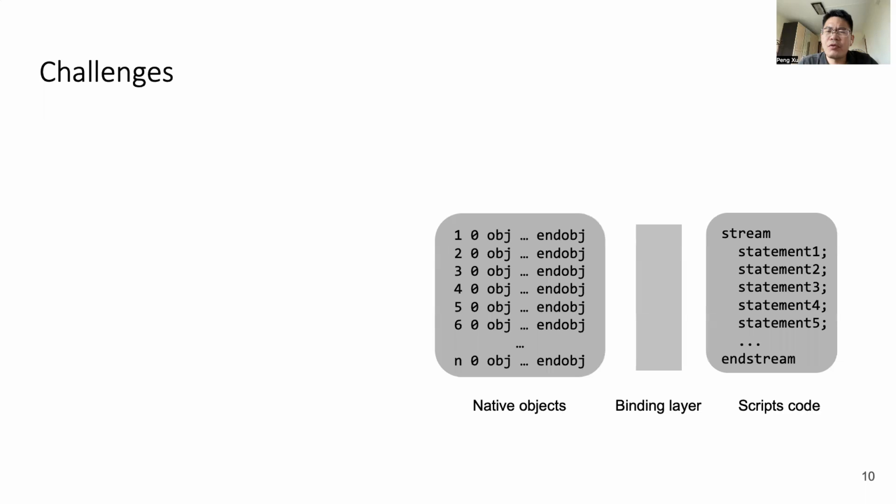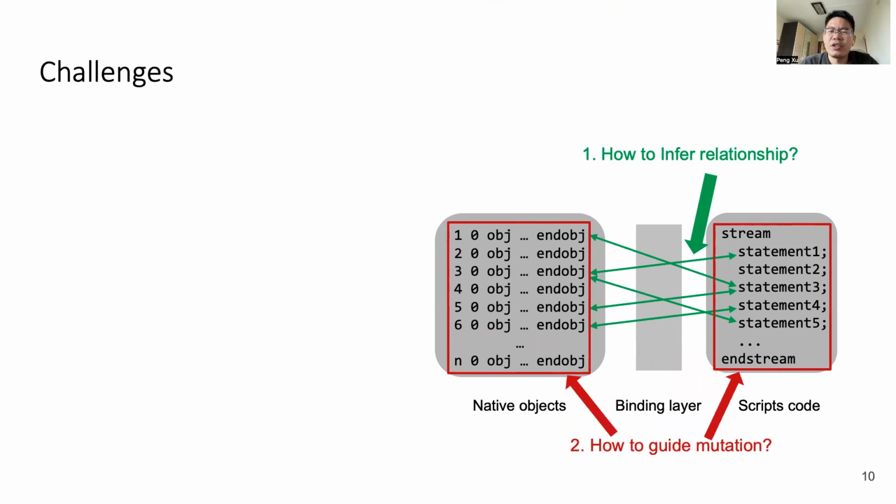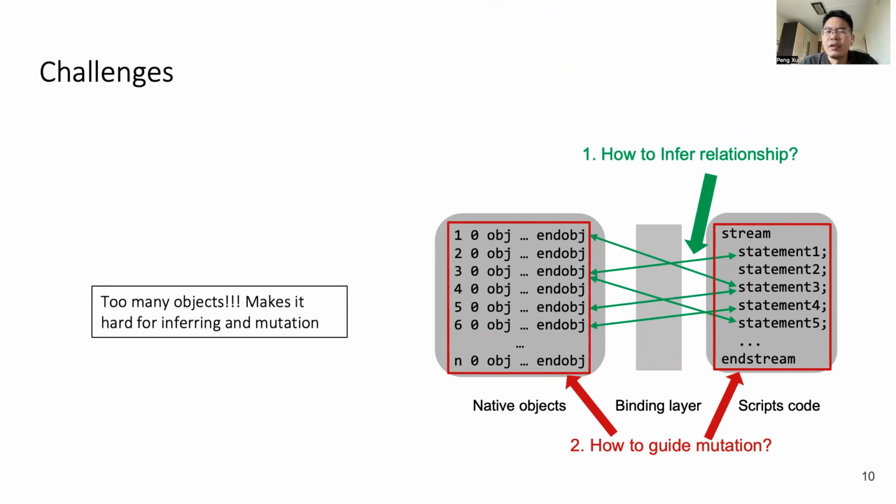While our method is straightforward, there are several challenges to be solved. The first challenge is how to infer the relationship between native objects and script code. Once we have the relationship, we need to solve the second challenge: how to use the inferred relationship to guide mutation.